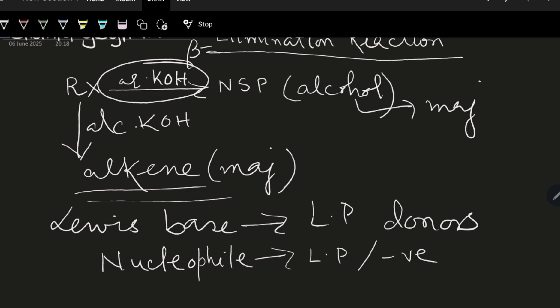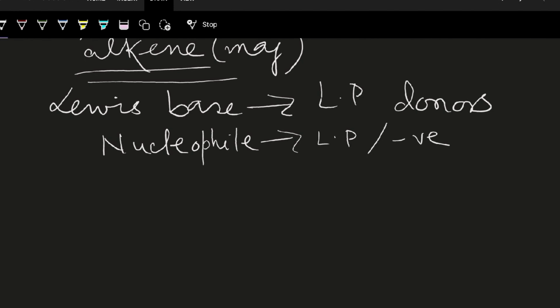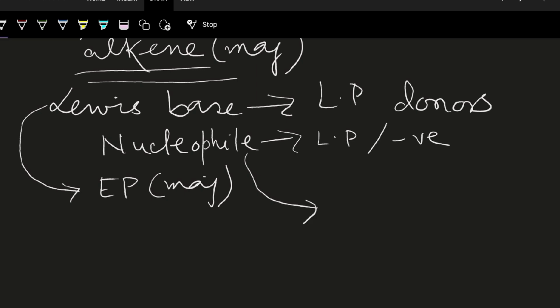Now, since bases are also electron excess and they are having a lone pair which is capable of donation, and a nucleophile is also having a lone pair, any species having a lone pair or behaving as a nucleophile can also act as a base. When a species acts as a base, it gives elimination product as the major product. And when a species acts as a nucleophile, then it gives substituted product as the major product.